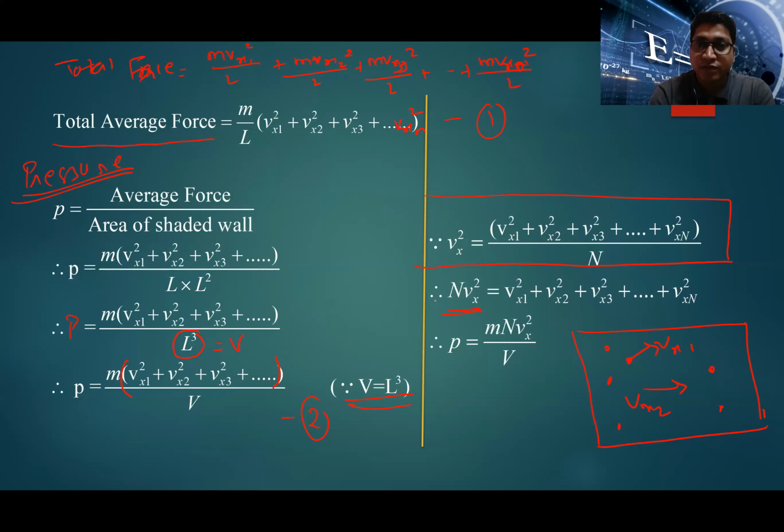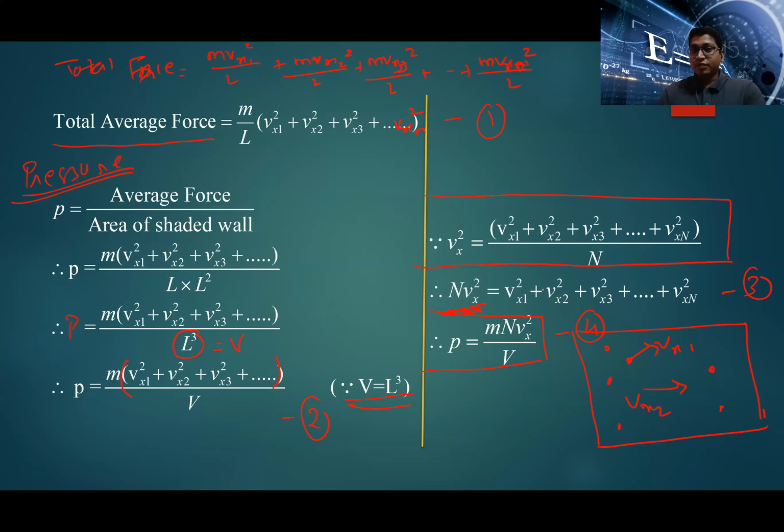Okay, so from equation number 2 and equation number 3, we can say that P is going to be equal to m times this whole bracket, which is replaced by n into Vx square. So P equals m n Vx square divided by the volume of the container. And this is our equation number 4.